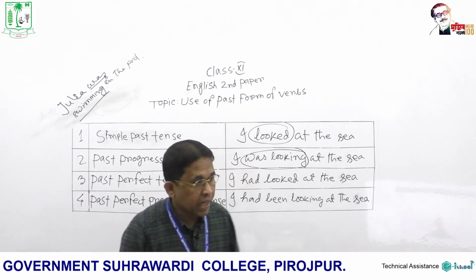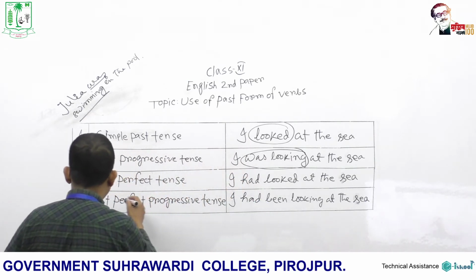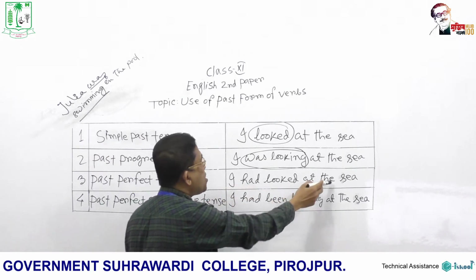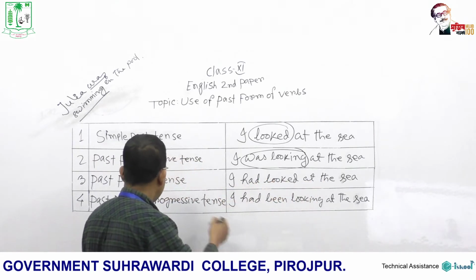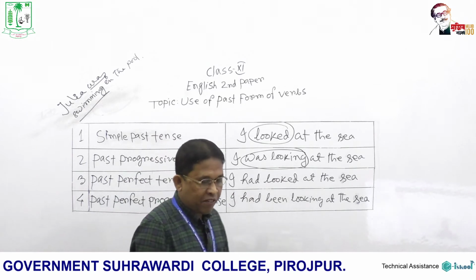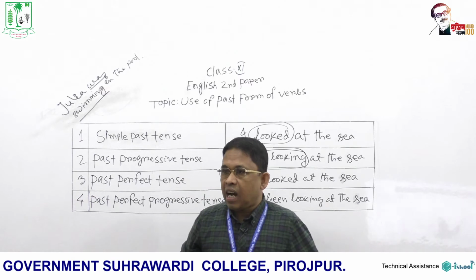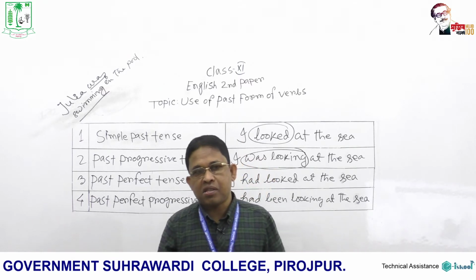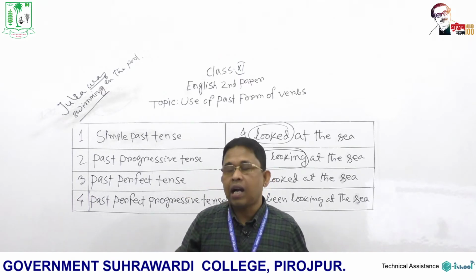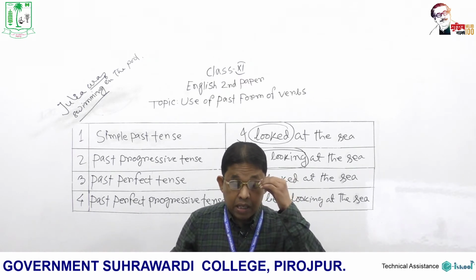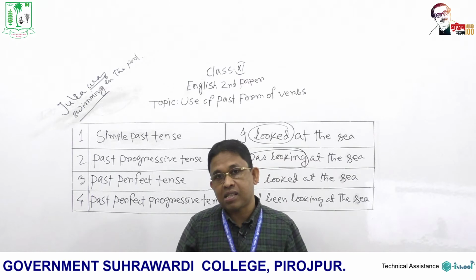Anyway, then the third subtype, past perfect tense. I had looked at the sea, past perfect tense. What does it do? Past perfect tense is to indicate a completed action in the past, a completed action, a completed event, a completed being, completed states or events of the past.